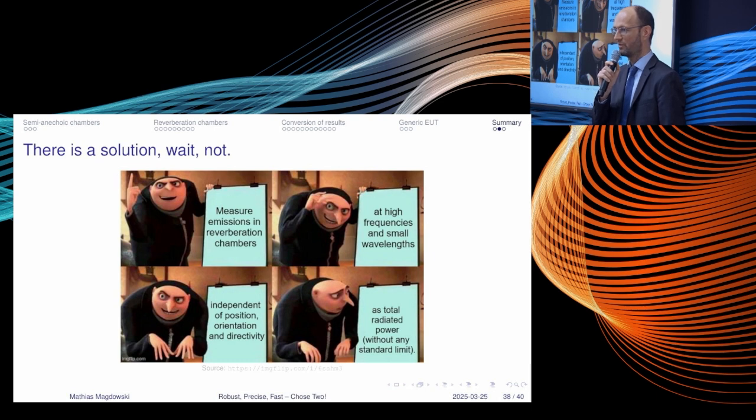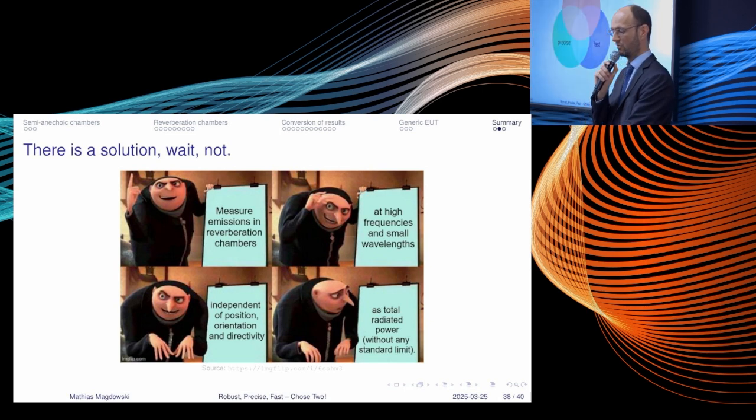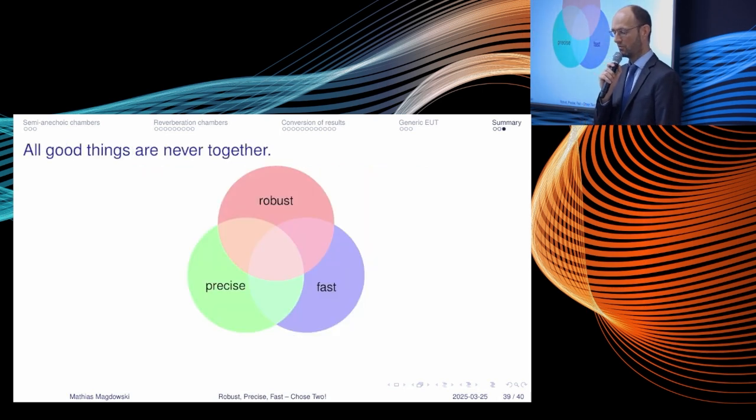Yeah, we could go to reverberation chambers, measure total radiated power there, independent of position and orientation and so on, very robust for all frequencies. But unfortunately, there's no limit for this. We don't have total radiated power limits. We only have limits in terms of field strengths. So all good things are never together.